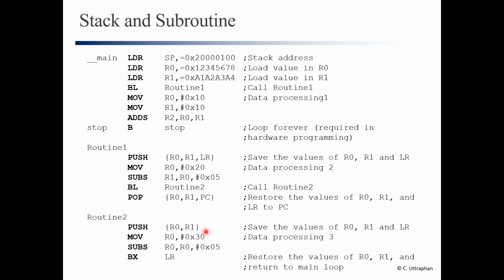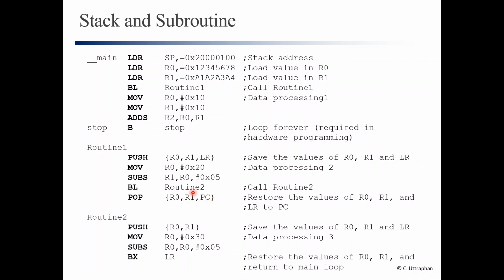And after the operations in routine 2, when we want to go out from this subroutine, we can use the BX LR instruction as usual. Therefore, we will return to the next instruction after the call of routine 2, which is the pop instruction here. Now, the instruction is pop R0, R1, PC.